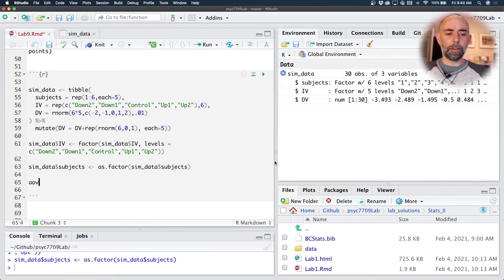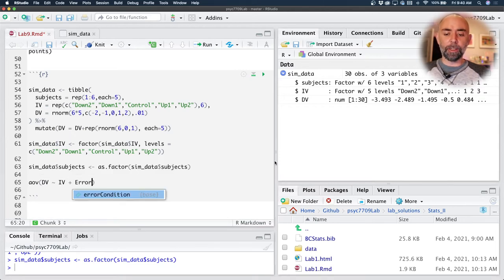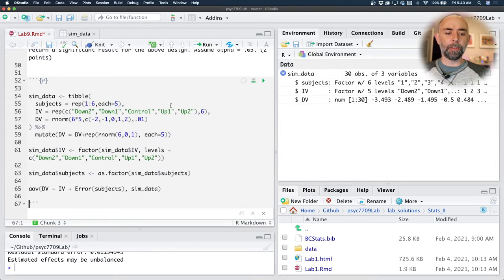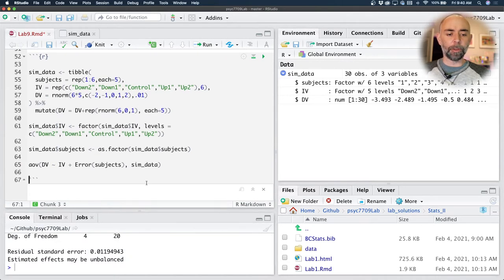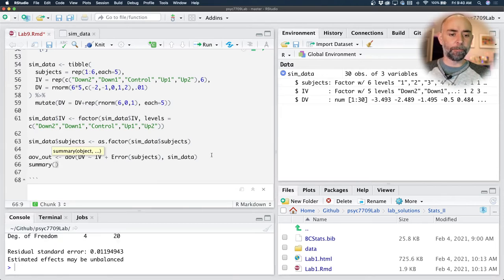Let's go ahead and run the ANOVA here. So it's the dependent variable as a function of the independent variable, and it's within subjects, so we add the error term, and we supply the name of the column for the subject variable, and then the name of the data frame. So that's going to conduct a repeated-measures ANOVA. What we want to do is save the result. We could look at the summary if we wanted.